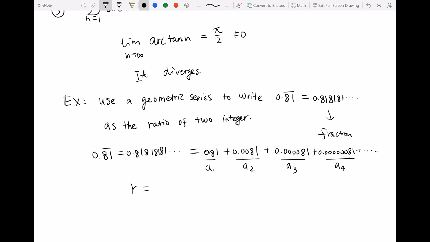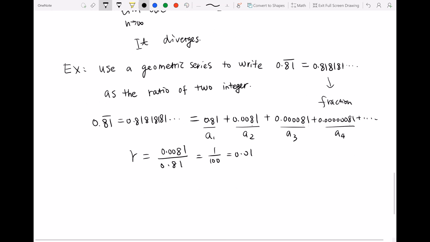Yes. Okay. So the ratio is the next one over the previous one. So 0.0081 over 0.81. Both of you are right. You got 1 over 100 or 0.01. Either one is okay. So the ratio is 1 over 100. Okay. So then I can write this series.